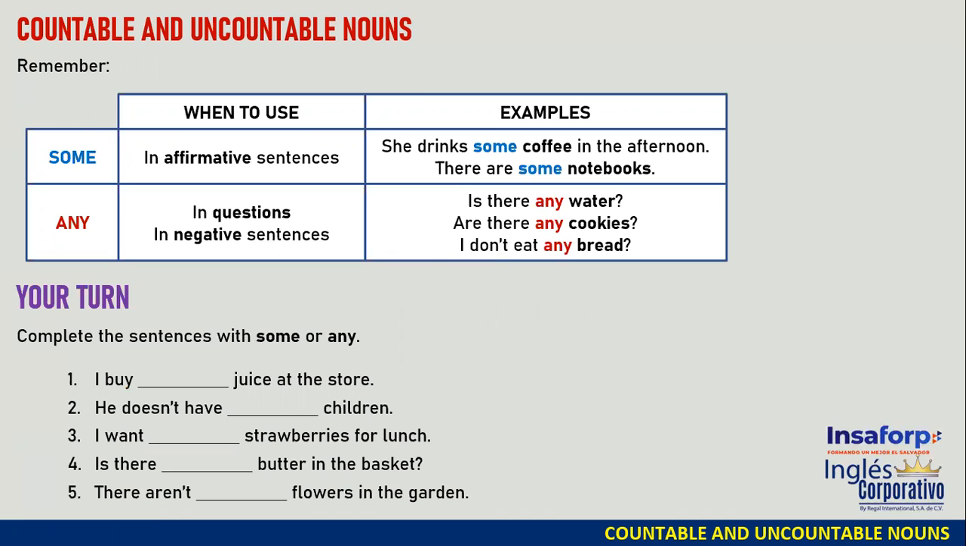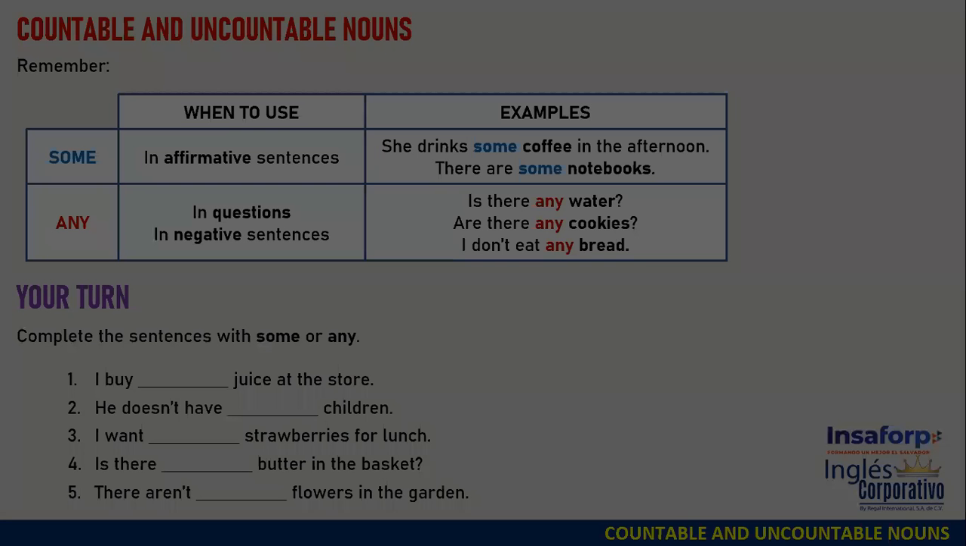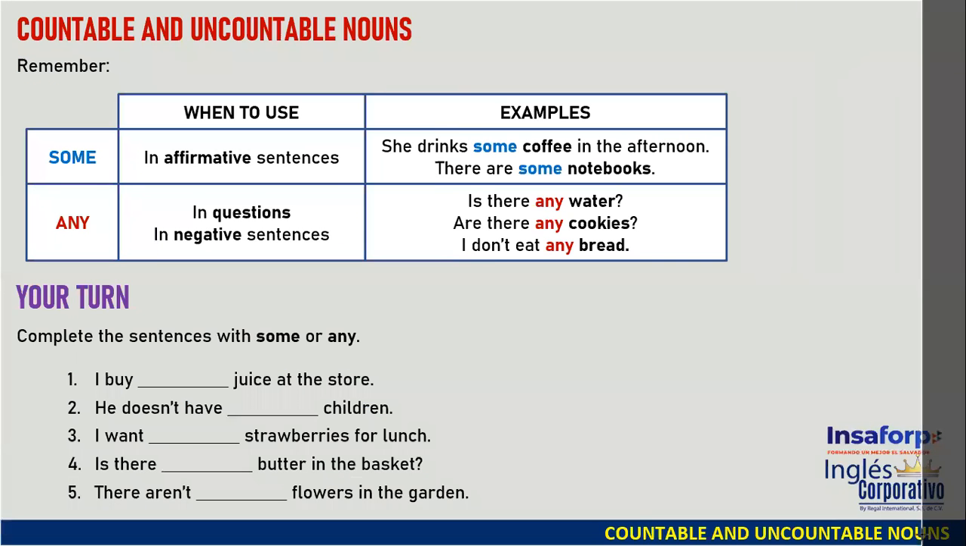And we use any in questions and in negative sentences. Is there any water? Are there any cookies? I don't eat any bread. So this one is a sentence, it's not a question, okay? So is there any water, right? Are there any cookies? I don't eat any bread, okay? So this is the usage that we have for countable and uncountable nouns, okay?